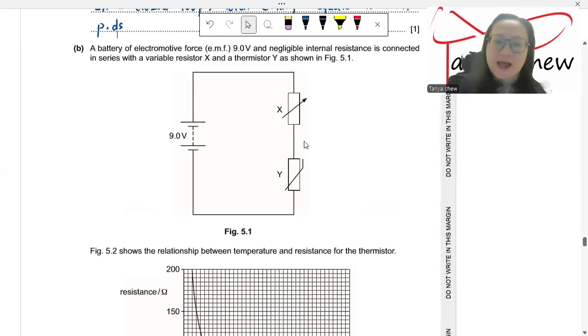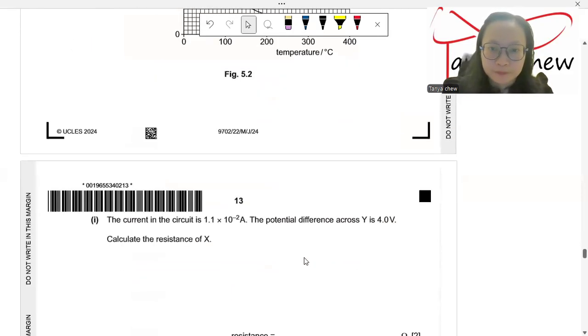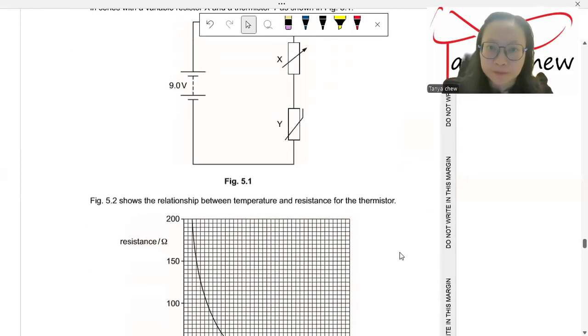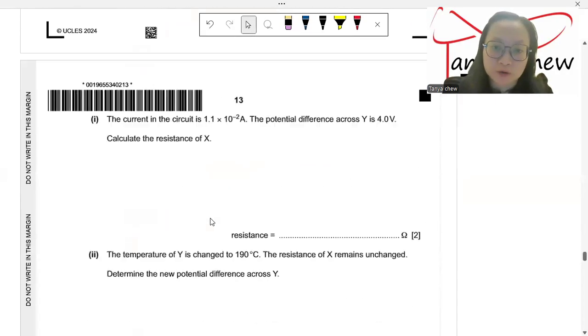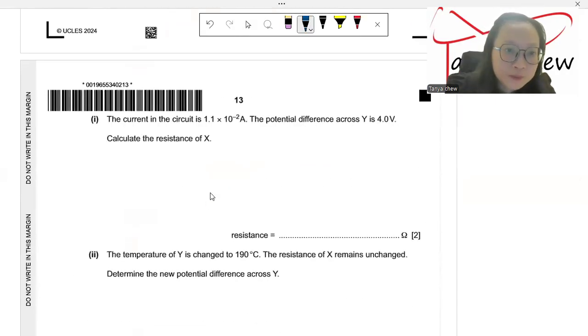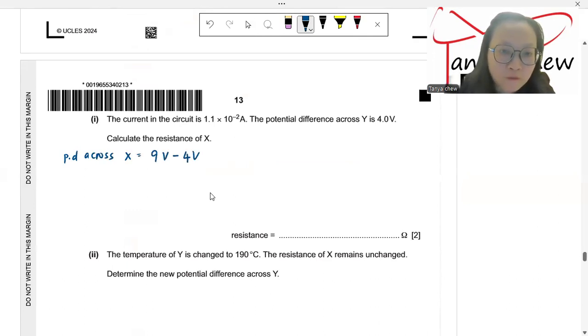Could you see that X and Y are connected in series and the potential difference across Y is 4 volt. This is 4 volt. So the remaining potential difference across X will be 5 volt. So I'm going to calculate PD across X, which is equal to 9 volt minus 4 volt, which is equal to 5 volt. And once I get that, I could calculate the resistance of X.